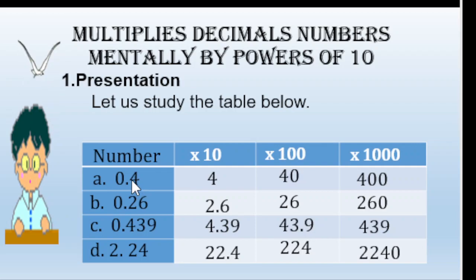If you notice, we just moved the decimal point from left to right. Since there is only one zero, just move it once. Since there are two zeros, move it twice. With three zeros, move it 3 times. That's why it becomes 400, the same as the other given number. Since the zero is one, move it once. Two zeros, move it twice, so that is 43. And 1000, that is 3 times, so 1, 2, 3.